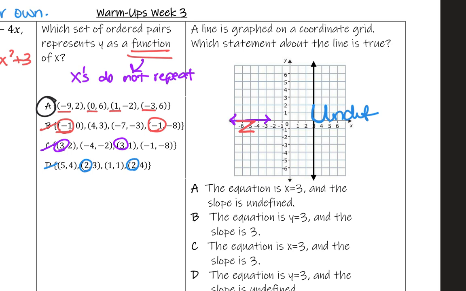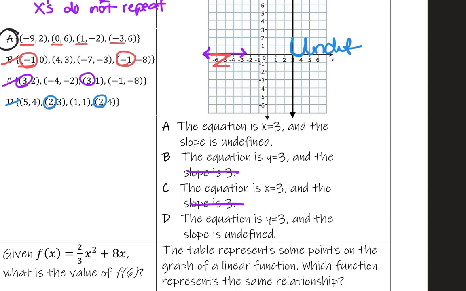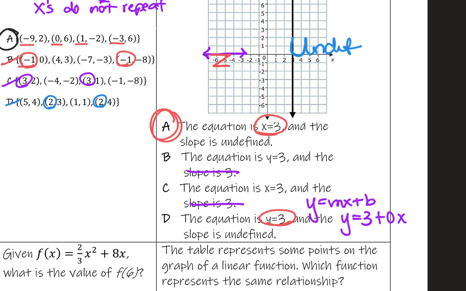So if this one is undefined, which options can I eliminate? B and C. So this one is saying the slope is 3. All right. So now we're asking, okay, so then what equation is it? Is our line going through the x or is it going through the y? It's going through the x, so that should be A. Okay. D would be a 0 slope because our equation is always in y equals mx plus b. So if y is just 3, then there's a 0 slope with that.